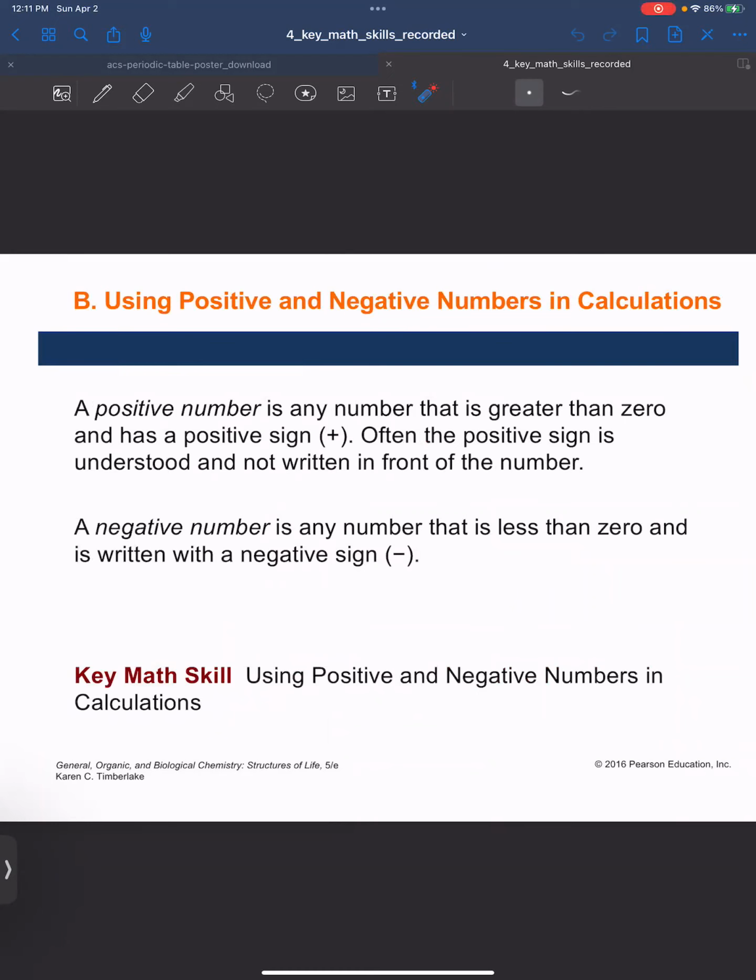So in many calculations, we'll have to use positive and or negative numbers. As a reminder, a positive number is any number that's greater than 0, has a positive sign, and often the positive sign is understood. It's not necessarily written in front of the number. So for example, that 2,518 grams in the previous slide, that's a positive number. And notice how we didn't put the plus symbol there to indicate that it's positive. Whereas a negative number is any number that's less than 0 and does need a negative sign in front of it.